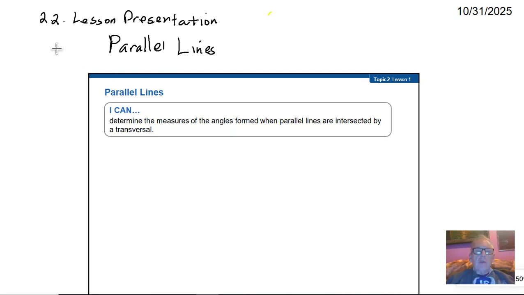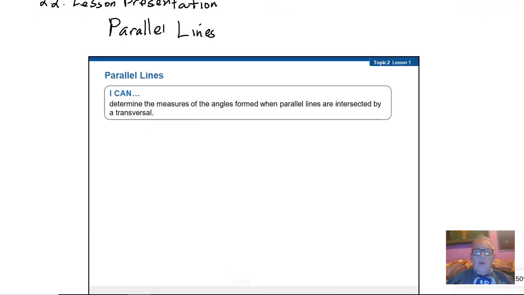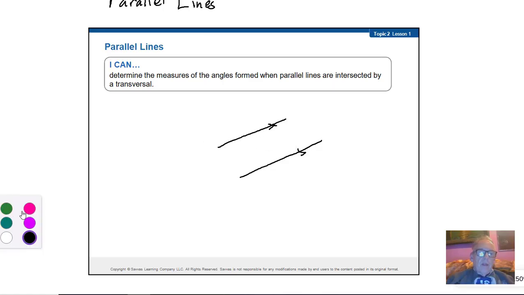This video accompanies the 2.2 lesson presentation for geometry on parallel lines. Okay, so we want to be able to determine the measures of angles formed when parallel lines are intersected by a transversal. So if you have two lines that are parallel, and we'll mark them parallel, and you have a line that cuts across those two lines, we'll call this line the transversal.